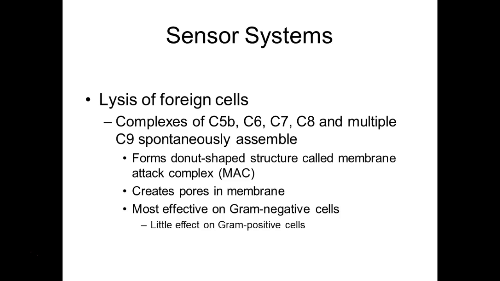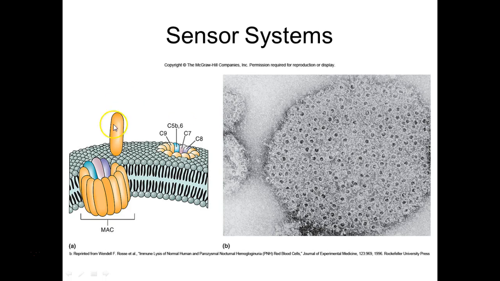And again, once the process is initiated, these proteins insert into the membrane and create this donut-shaped structure, this membrane attack complex. And so this is what it looks like. Again, it's creating a pore. So all these little black dots are actually holes in the surface of that cell, where the MAC complexes have inserted into that membrane.